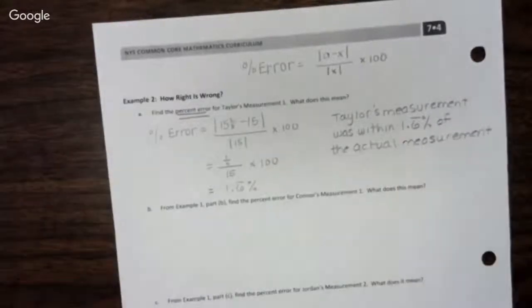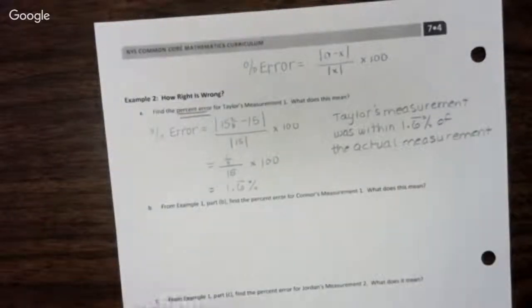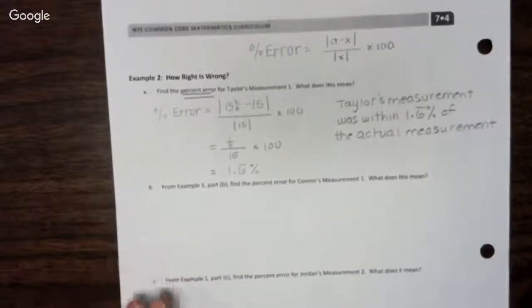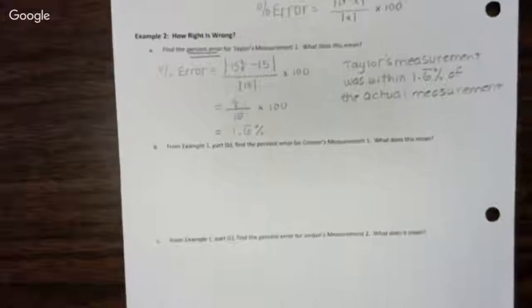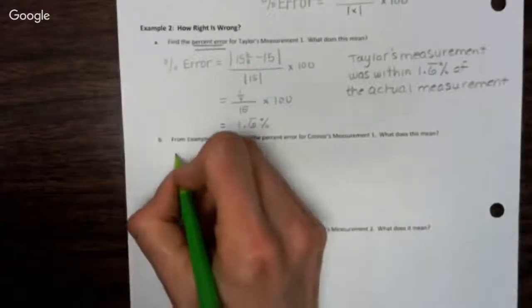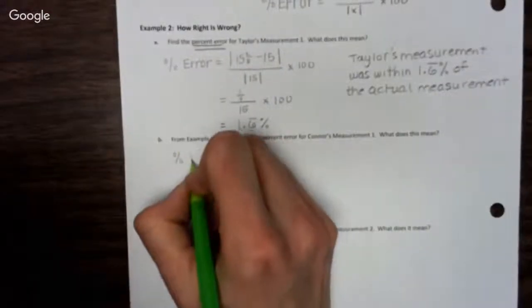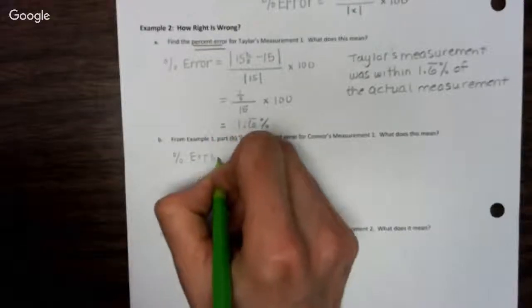Now, if you look at the percentage, 1.6%, that's pretty small. So that means that the actual measurement was pretty close to the original value. All right, how about part B? Let's do Connor's measurement 1, which percent error.